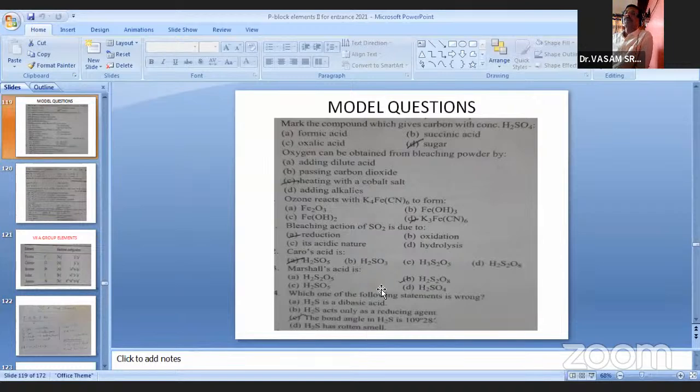And the second one: oxygen can be obtained from bleaching powder by adding dilute acid and passing carbon dioxide and heating with a cobalt salt and adding alkali.